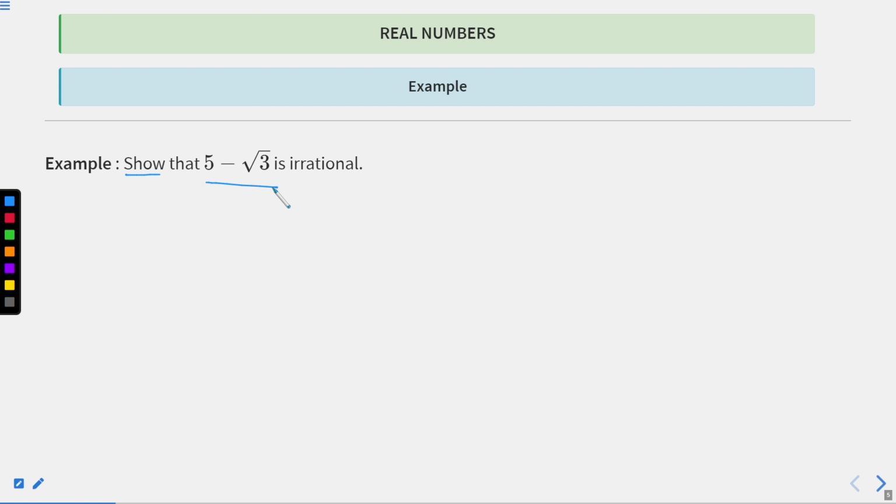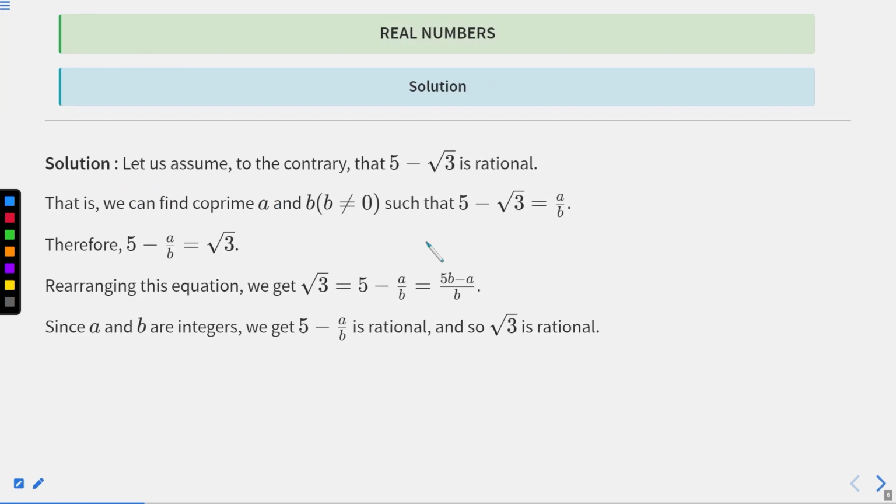You all know about the method of contradiction. So for proving 5 minus root 3 is an irrational number, first let us assume to the contrary that 5 minus root 3 is a rational number. Since 5 minus root 3 is a rational number, we can find co-prime a and b, where b is not equal to 0, such that 5 minus root 3 can be written as a over b, where b is non-zero.